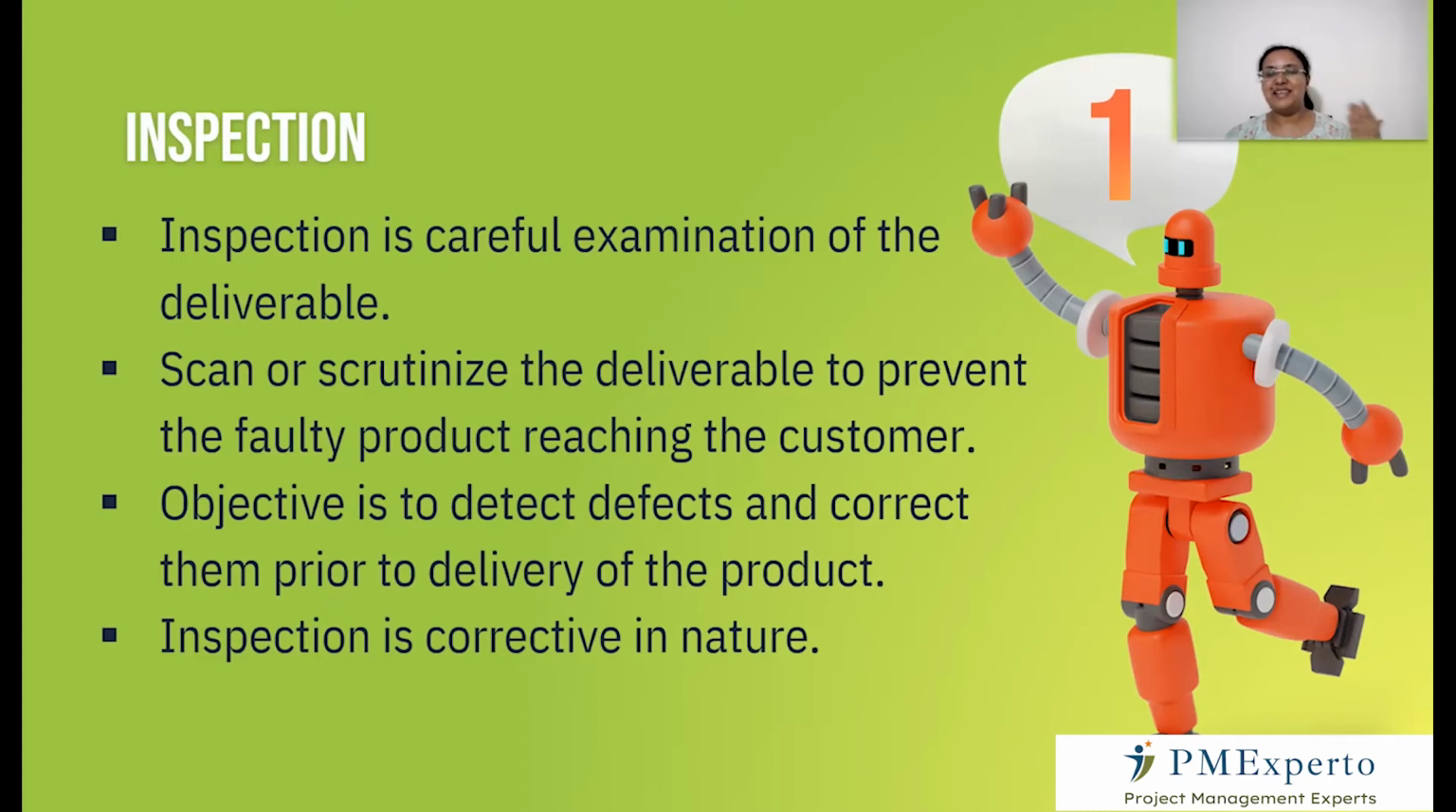So in a way, you can say inspection is a fault finding exercise where we try to detect defects and try to fix them and then deliver the product to the customer. So that is why we say inspection is corrective in nature. For the product or the process which has already been executed, or the product which is already built, we try to check if there are any defects and try to fix them. So audit is preventive in nature, whereas inspection is corrective in nature.